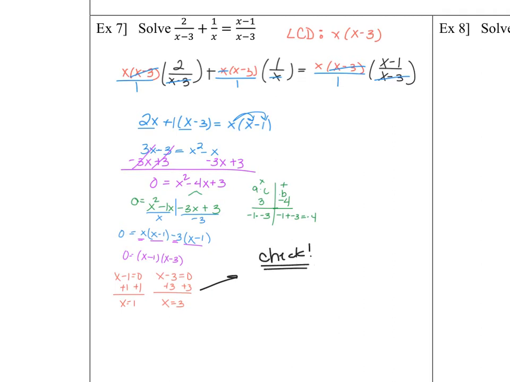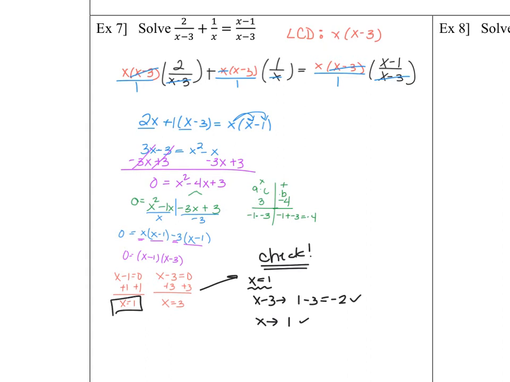Always check your answers back into the denominator. So first thing we're going to check is x equals 1. So the first denominator is x minus 3. So if I plug in 1 minus 3, I get negative 2. That's okay. Second denominator is just an x. So if I plug in a 1, well, I get a 1. And that one's good too. So x equals 1 is in fact a solution.